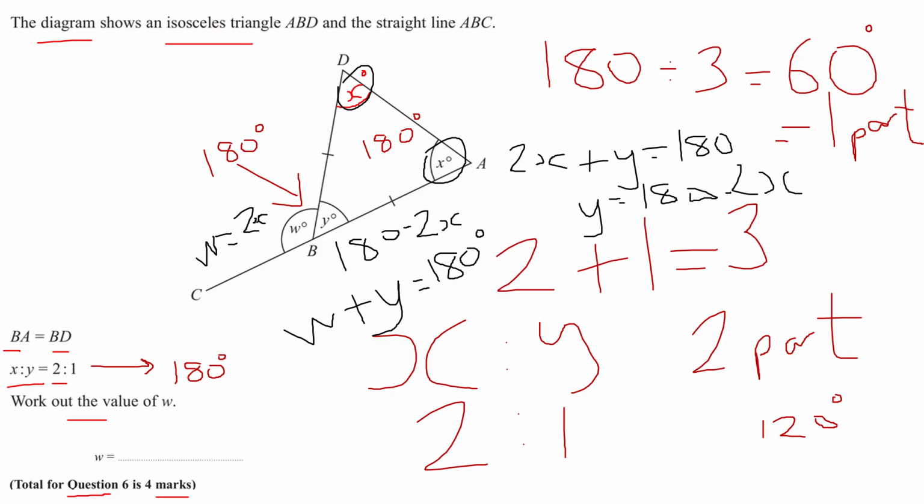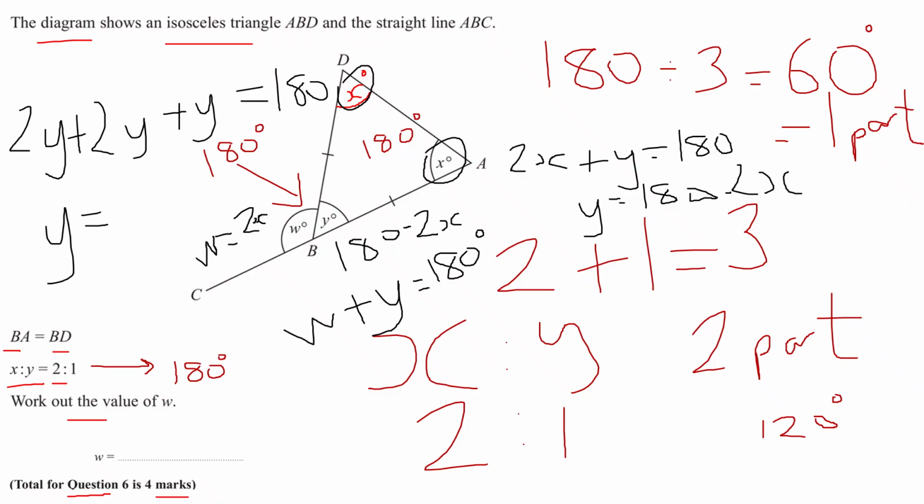Why am I deep in this, guys? I apologise, I have no idea what I've done wrong here. So x plus x plus y, and x is double y, so we have 2y plus 2y plus y equals 180. So we have 5 lots of y is 180. Divide 180 by 5: divide by 10 and then double it, and you get 36. There we go. So y is 36, and we got there in the end.